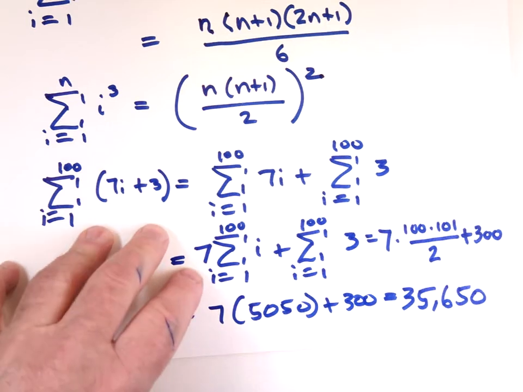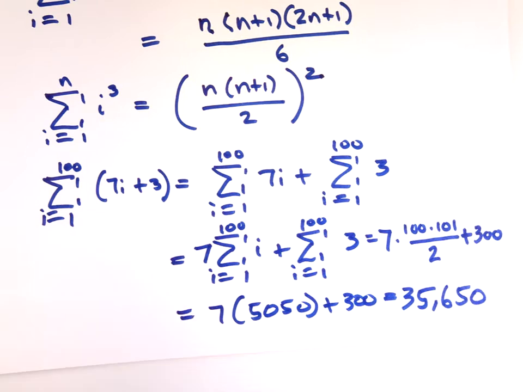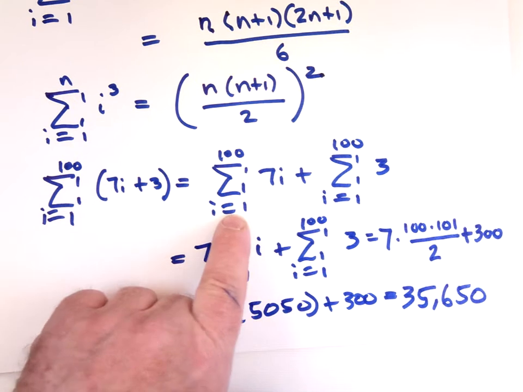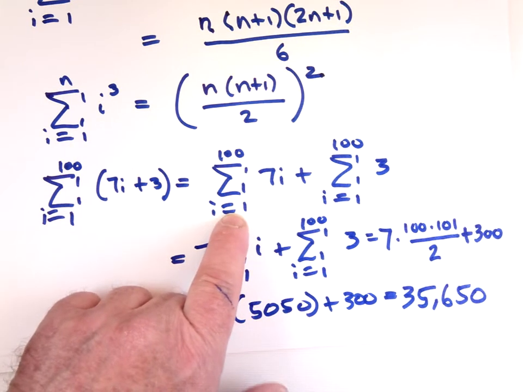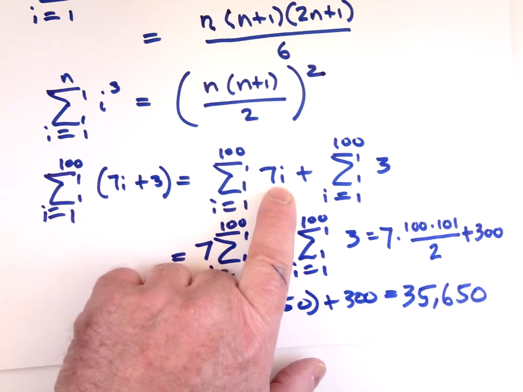Yes? So the 7i, the i stands for the first 100 integers. This i, because of the notation, says start i at 1 and add 1 plus 2 plus 3. That's what the notation tells you to do. So that would be the sum of those first 100 integers. And that's the formula that I gave you before.